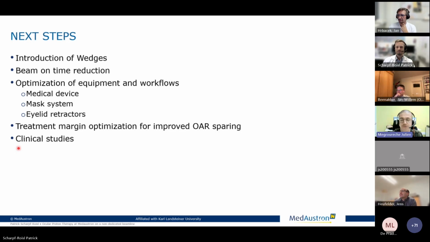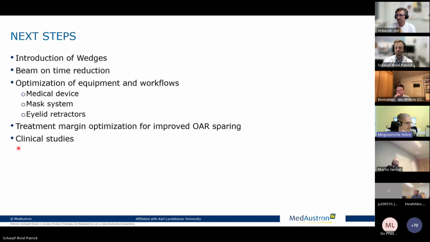Hi. Thank you for the great talk. I was wondering regarding the eye monitoring software, the reference for the position of the eye, is it from the reference at the CT or is it before every single fraction? It's before every single fraction.